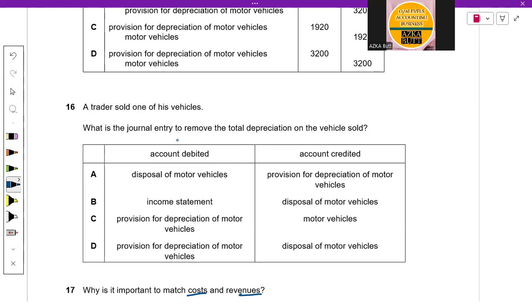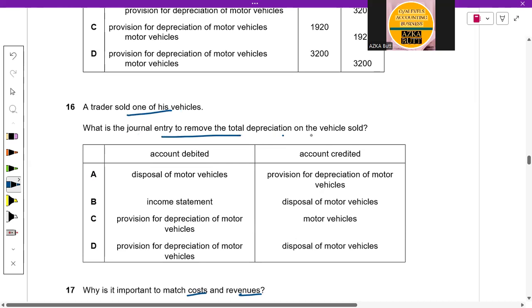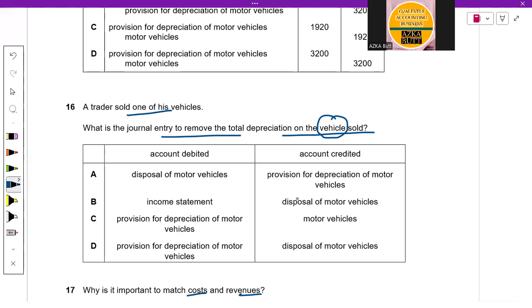Okay. So now let's see, that trader sold one of his vehicles, which is a general entity, to remove the total depreciation on the vehicle sold. So this is very easy. Whenever we want to remove the depreciation from the provision for depreciation account, whenever the provision is increasing, we will be crediting it. But whenever we are selling some vehicle, we have to debit its provision for depreciation account, and we have to credit the disposal of motor vehicle account. So D option is the right option.